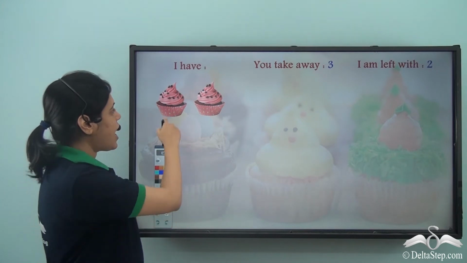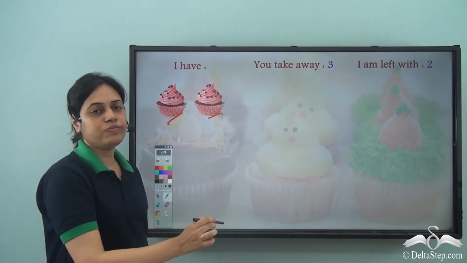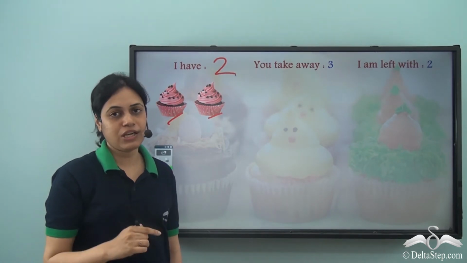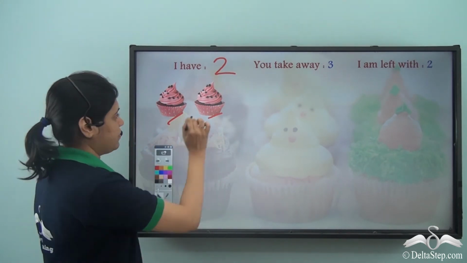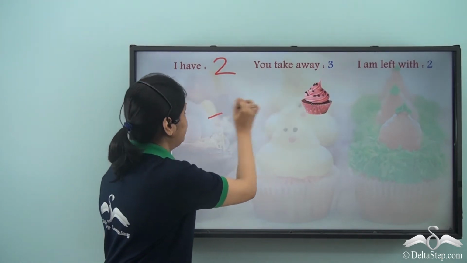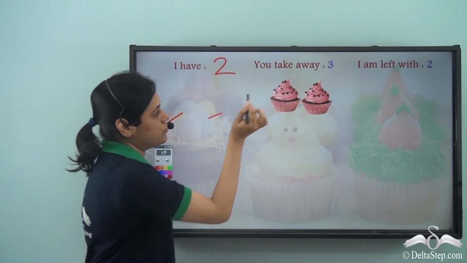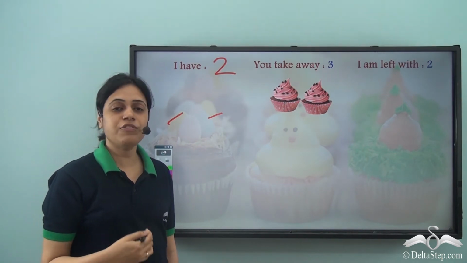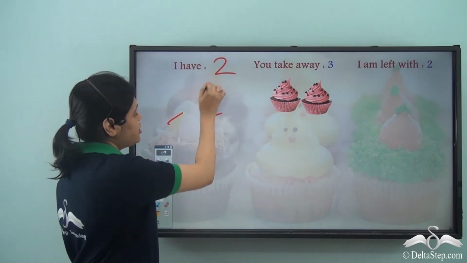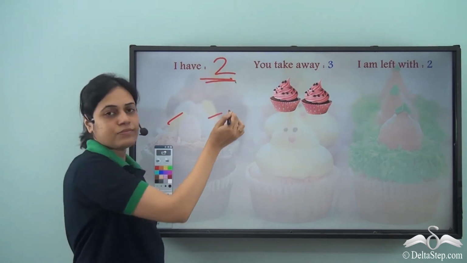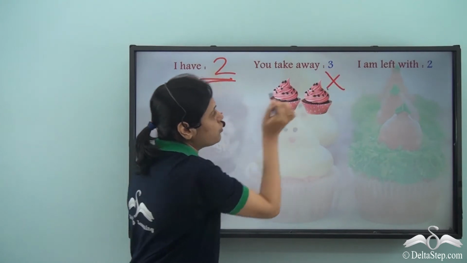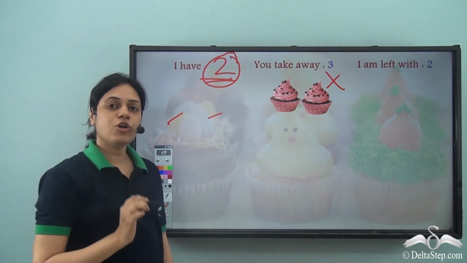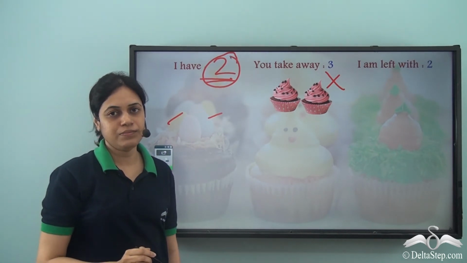In this case, I have 1, 2. I have 2 cupcakes and you take away 3. So let me give you 3. I give you 1. I give you 2. But what about the third one? Well, I cannot give you any more because I just have 2. So I cannot give you 3 cupcakes. So 2 is not a possible answer.